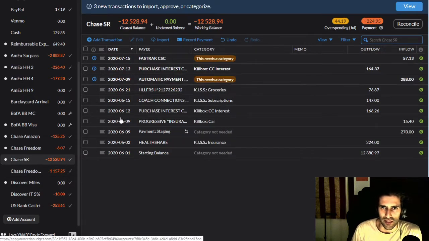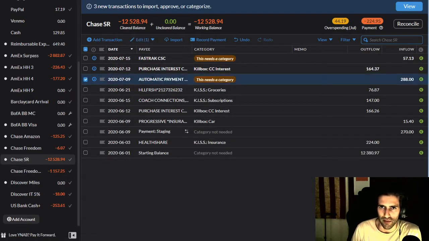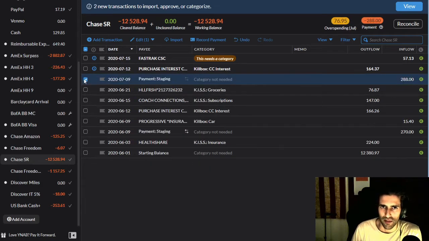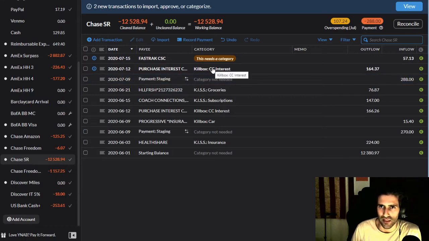Okay, Chase SR. Okay, so we got the automatic payment, which is of course a transfer payment from the staging account. We have purchase interest charge, which is in the kill box. YNAB did that automatically. Thank you. And the fast track refund.